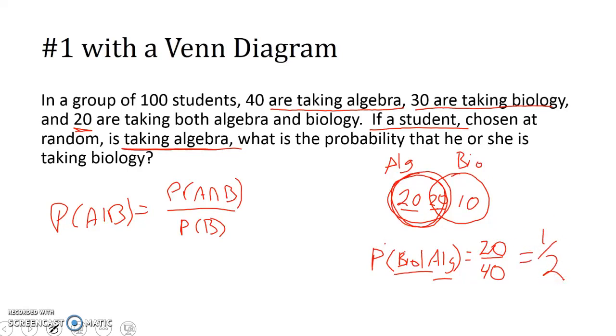You can see how this formula works here. This is your total, your new total amount, because that's the given. Given, we're only talking about those people that in this case are taking algebra. And so of those people that are taking algebra, we know that 20 of them, which is half of them, are also taking biology. Okay, so the probability is 1/2.